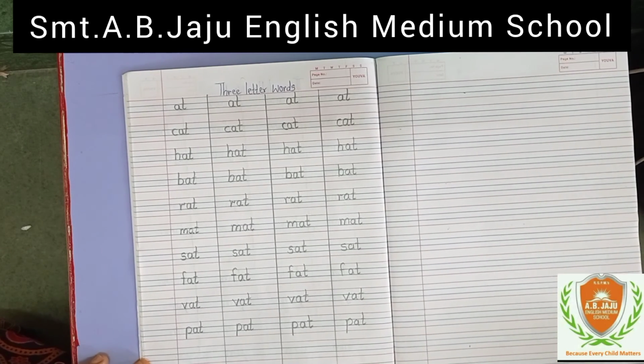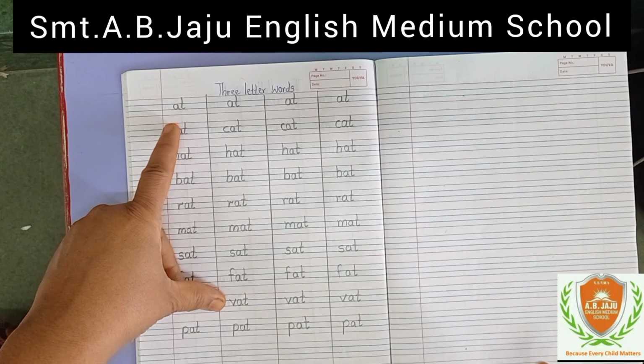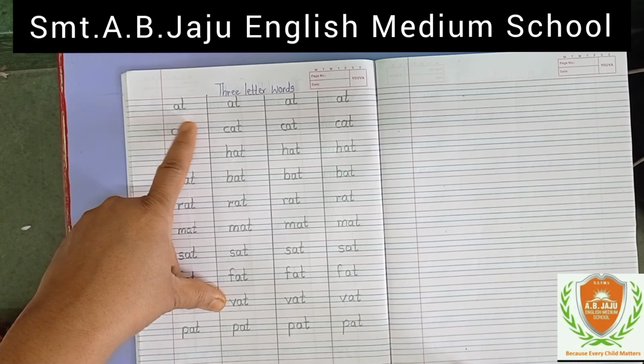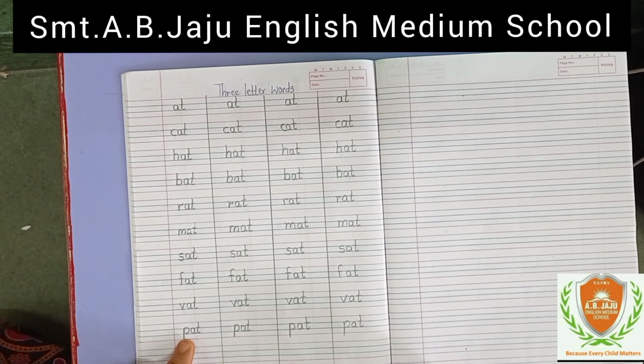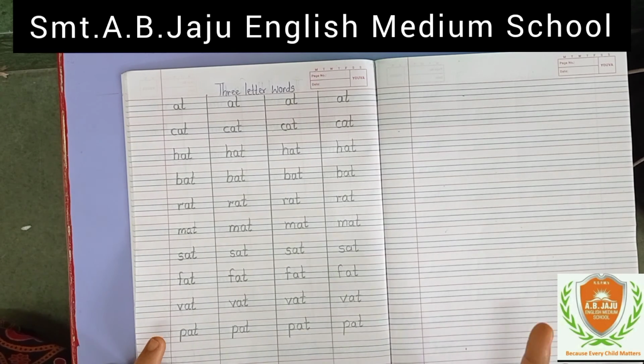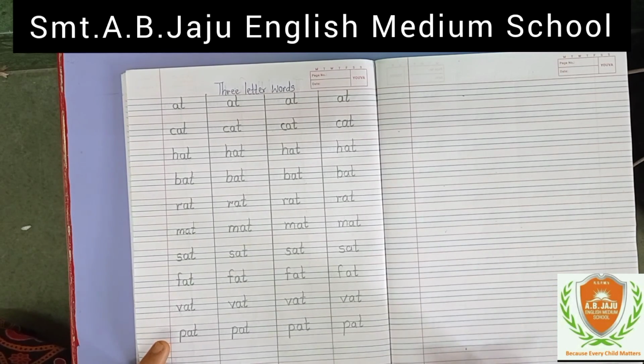Okay student, today we learned and made three letter words. Okay, A T, add this two letter word and we make three letter words. So you also write down two pages here, one and second number page here. You have to write down two pages.